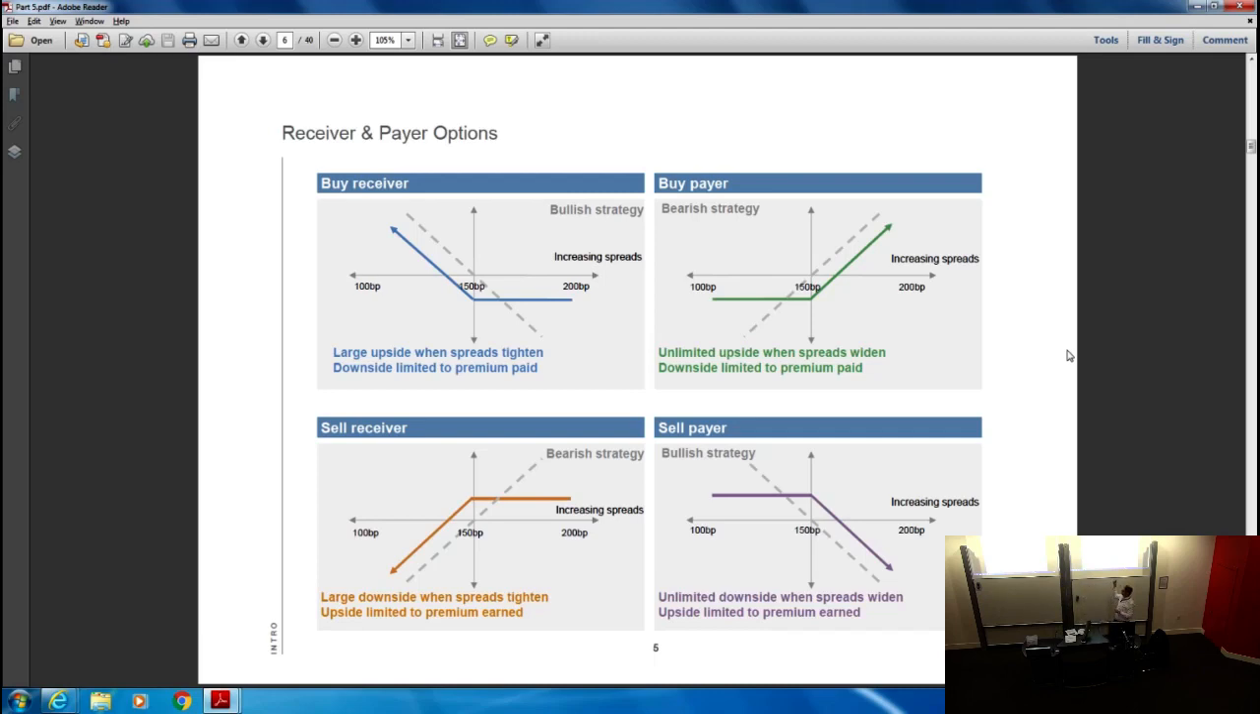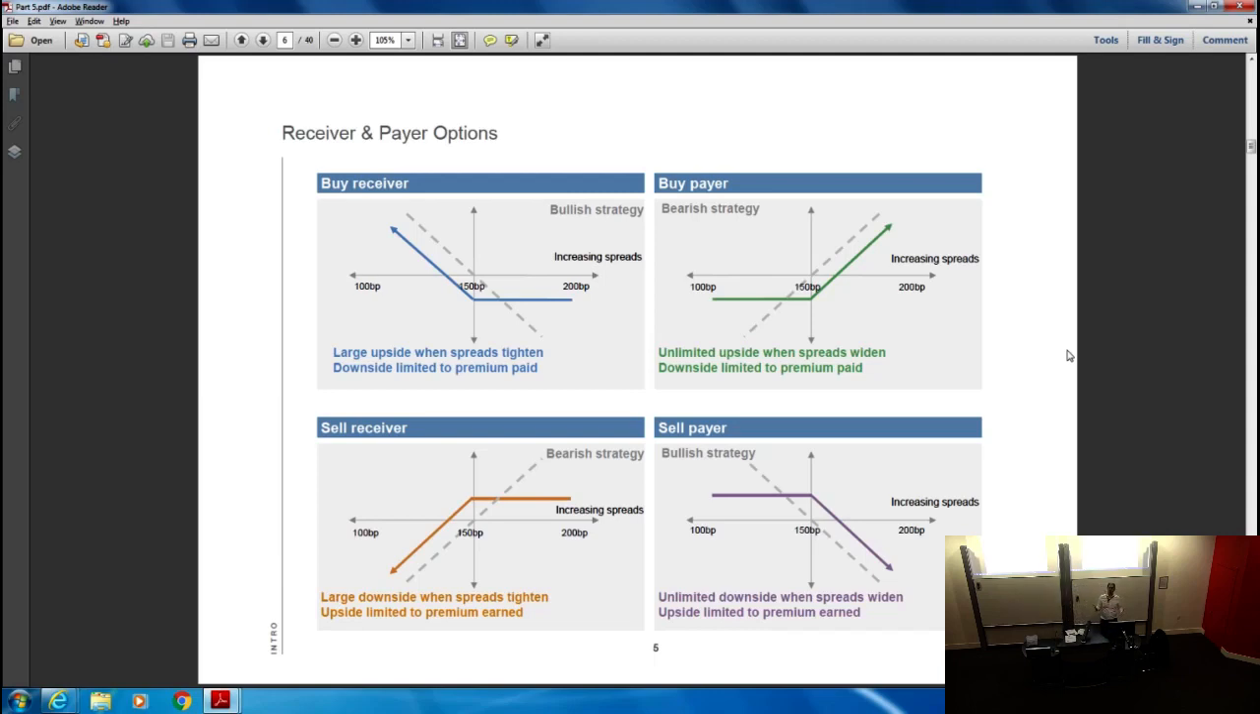So receivers are like the long risk call type of trades, but they go with spreads tighter, and payers, which are the short risk buy protection type of trades, go with spreads going wider. So if you are used to equities, you just have to flip yourself around a little bit. Receivers receive spread, you benefit if spreads go lower. Payers pay spreads, you benefit if spreads go higher.